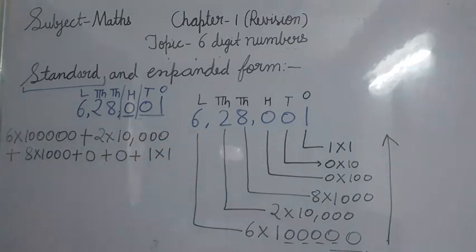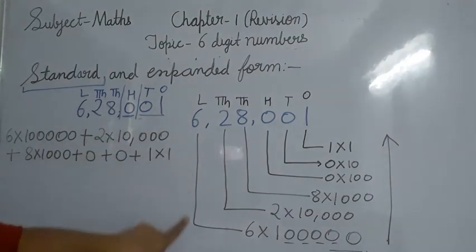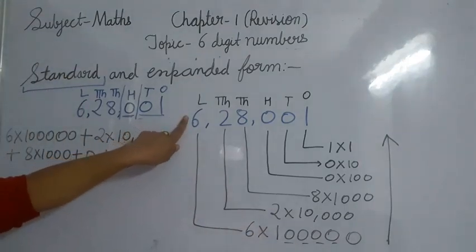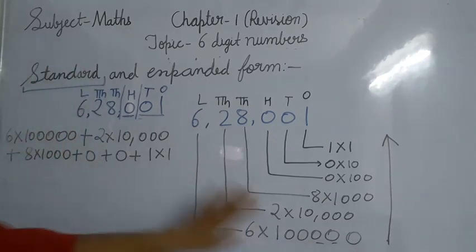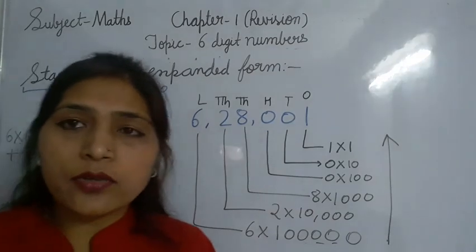Clear? Like we have written the expanded form for a 5-digit number. Only the one thing, the lakh place, we are introducing here. We are inserting one new place, lakh. Okay, so here we are introducing this one. The rest are the same as a 5-digit number. I think it is clear to you now.